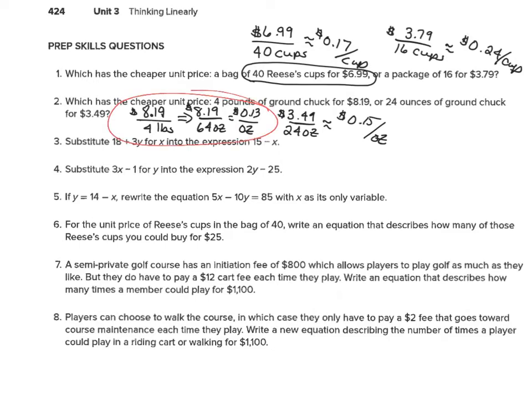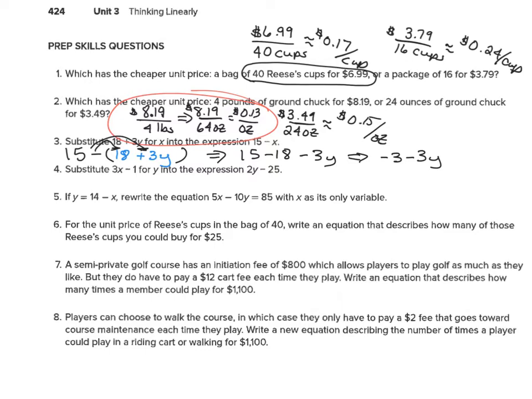All right, so on the next one, they're asking us to substitute 18 plus 3y for x into the expression 15 minus x. So 15 minus, and they told me to substitute in the expression 18 plus 3y. So that means I'm going to need to distribute that minus sign. And I have 15 minus 18 minus 3y. So that gives me a negative 3 minus 3y.